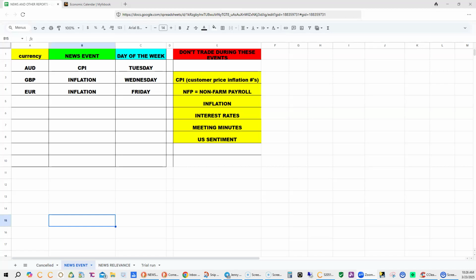Let me make sure that's what you guys are seeing. Okay. So you can see we have the AUD coming out on Tuesday with their CPI numbers, consumer inflation. Then you have the pound coming out with their inflation numbers, which is one I advise you guys to avoid trading during these events. And then you have the euro coming out with inflation on Friday. But outside of that, there's really not much happening.